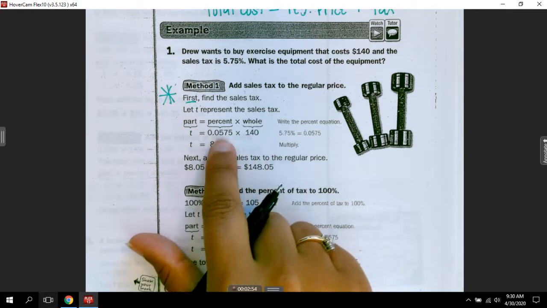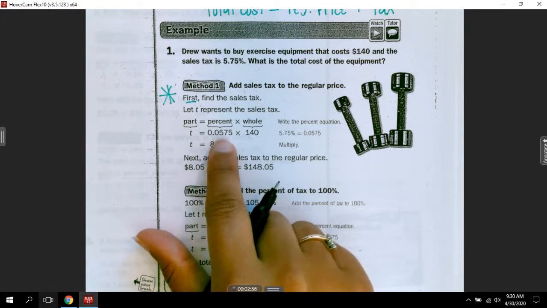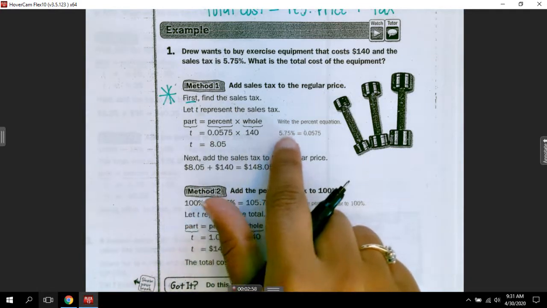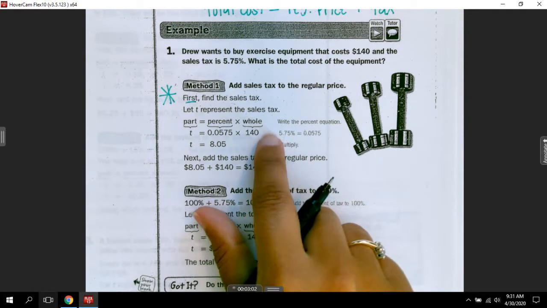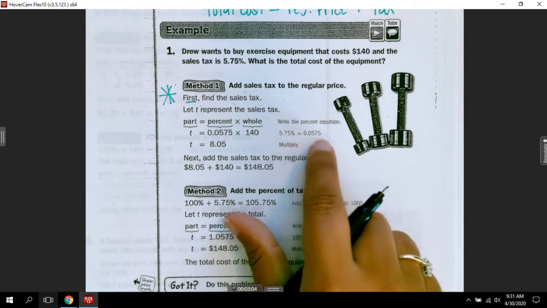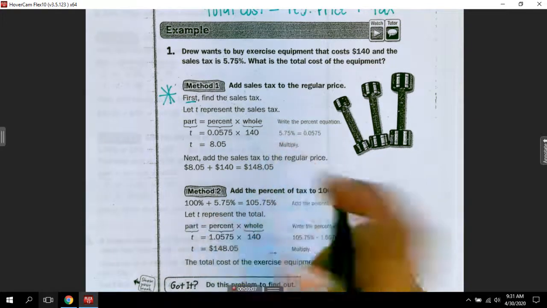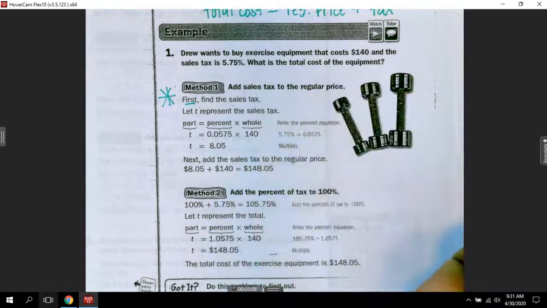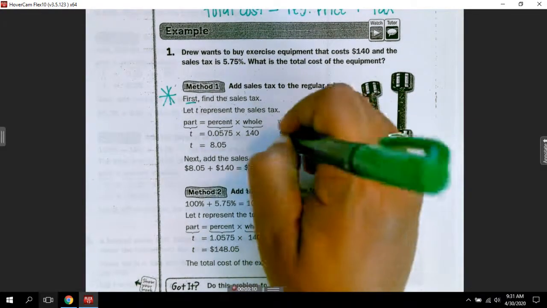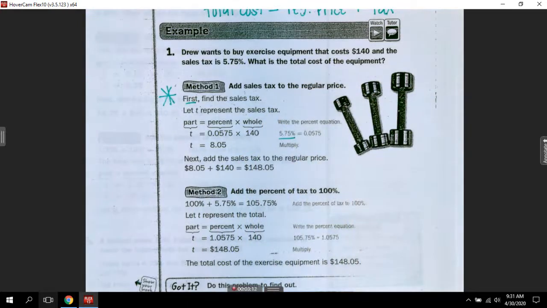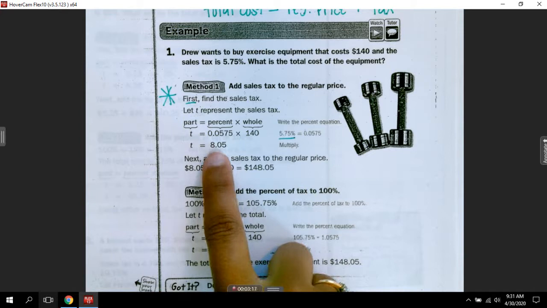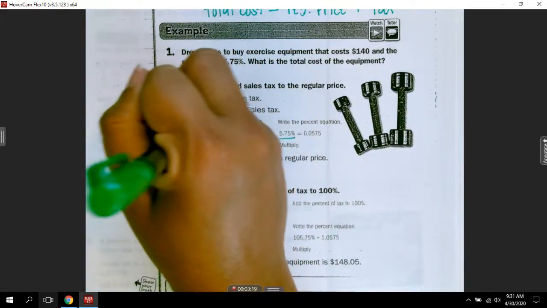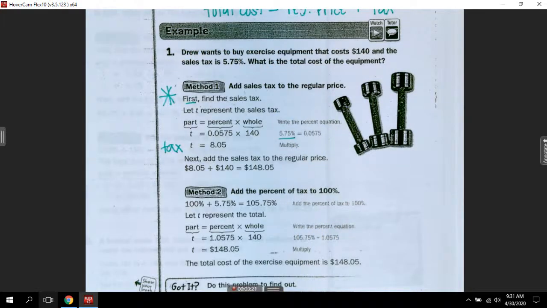So just like at the beginning of the week, we learned that in order to take a percent, you can move that decimal 2 places to the left, and it gives you 0.0575. You can use either one of these. I always like to do the percent sign. So I normally do 5.75% times 140. It will still give you 8.05, okay? This right here is your tax. That's why we had T.